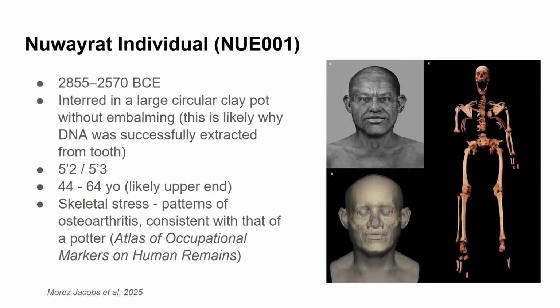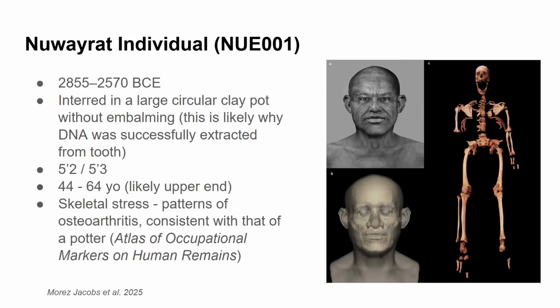And this is actually interesting. They believe that he was a potter because they were able to examine the stress marks in his skeleton, and it showed patterns of osteoarthritis, which is consistent with that of a potter. And there's actually an entire book on this called the Atlas of Occupational Markers on Human Remains. So you can just look at bones and tell what a person's occupation is based on stress in certain areas. So I thought that was pretty cool. So this is the Nueret individual.